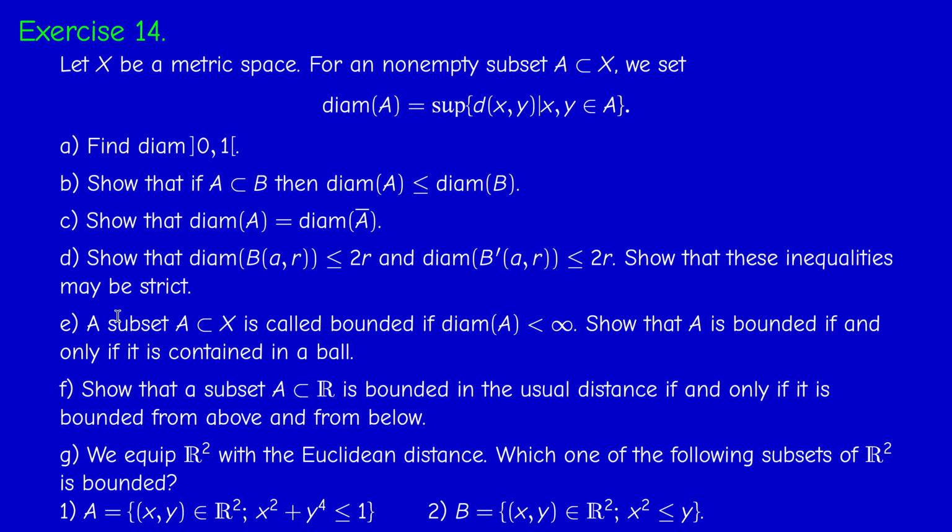And the last questions are about boundedness. A set is bounded if and only if, by definition, its diameter is finite. Here I'm using the supremum in a generalized sense, because it's possible that this set is unbounded, so the supremum is plus infinity. So for example, what is the diameter of R?